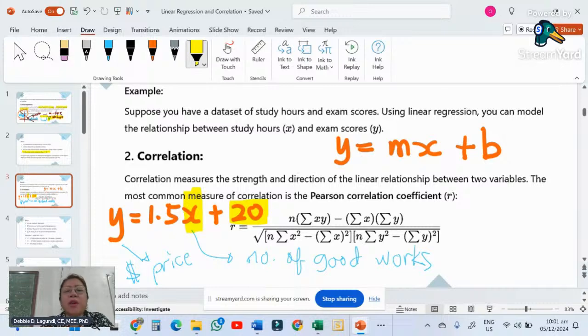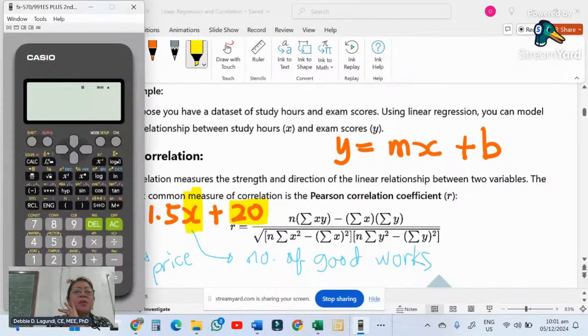But when you were kind, very honest, very helpful, like erasing the board even if you're not told to do so, then you have 3 nice works. So what will you do? You will have 1.5 times 3 plus 20, isn't it? So let's just do a simple calculation in here. 1.5 times 3 good works is equal to 4.5 plus 20. You will have a $24.50 reward. So that's what it means.